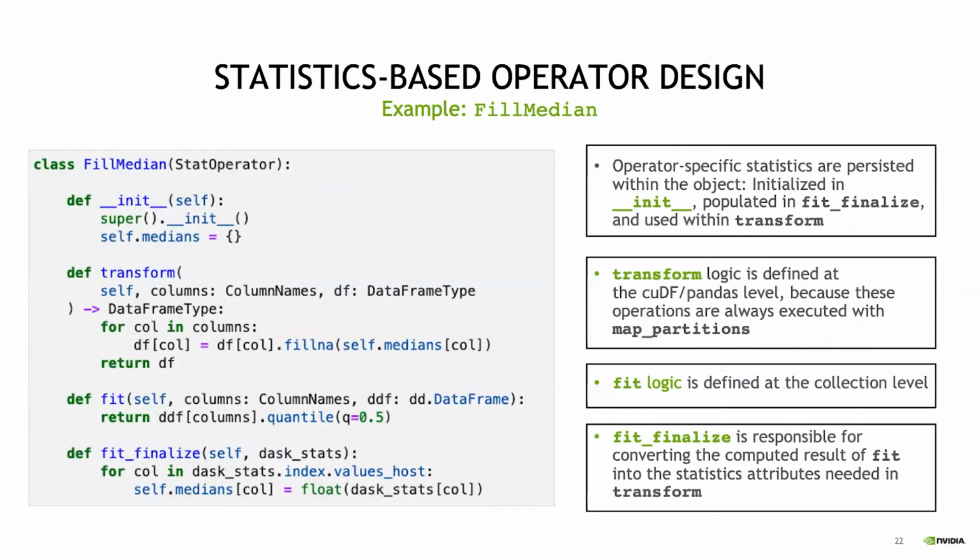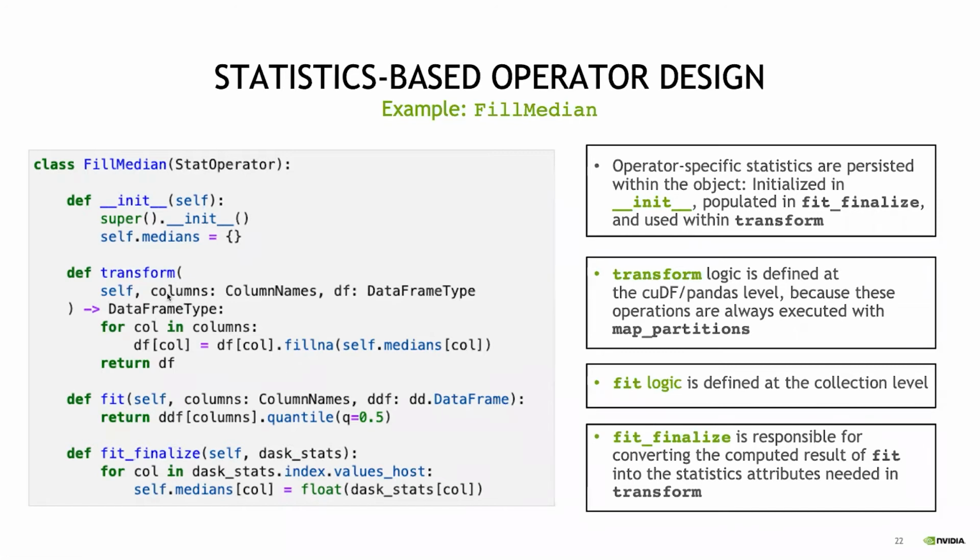So, speaking of median, here's a real example of a stat operator called fill median. All this operator does is go through and find any null values and replace them with the median of the data set. So it is a stat operator because it requires you to first figure out what the median is of your data set. The way this works is we have an initializer where we store the statistics that we need from the fit call to use during the transform call. And then the fit call is going to be using the Dask-Dataframe API. So here we're just calling quantile, because a quantile of 0.5 is effectively the median, or close enough for what we need here.